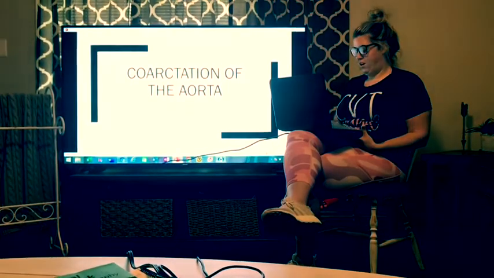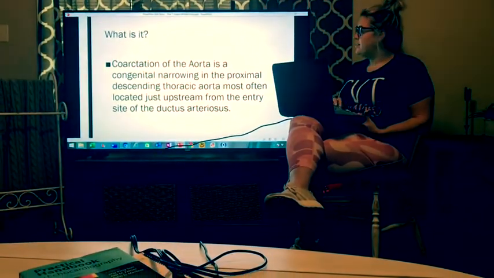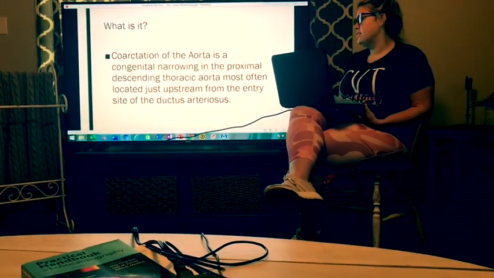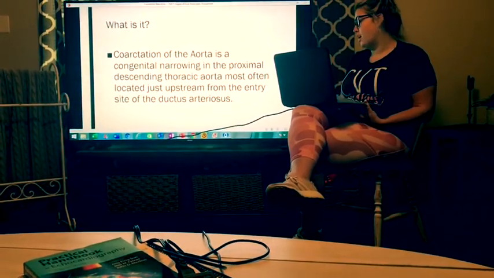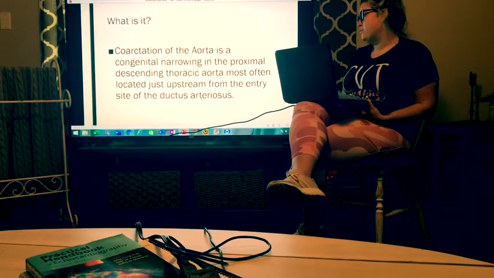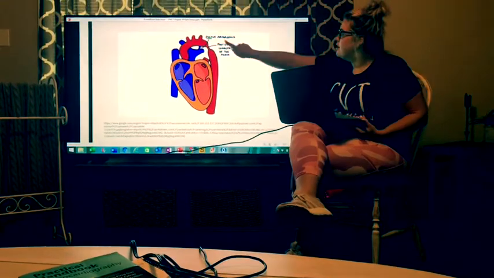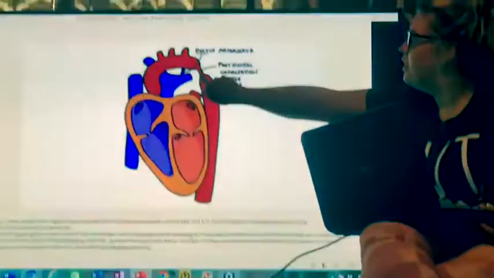Coarctation of the aorta. What is it? Coarctation of the aorta is a congenital narrowing in the proximal descending thoracic aorta, most often located just upstream from the entry site of the ductus arteriosus. And here's the ductus arteriosus, and here's the coarctation.